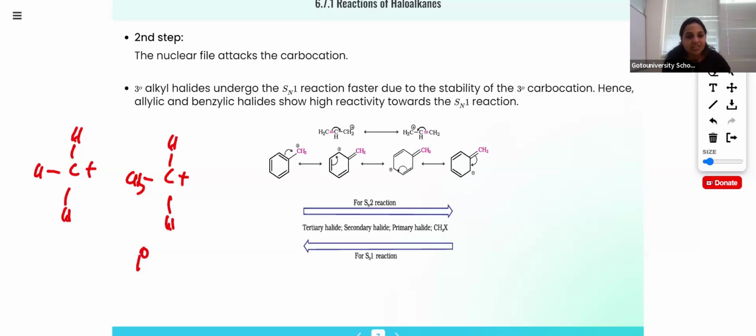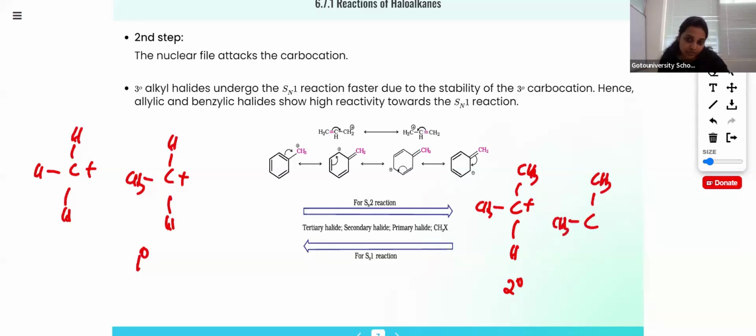Here the positively charged carbon is connected to one carbon. Secondary carbocation: this is the positively charged carbon, from here only the halogen is removed. This is a secondary carbocation, meaning the positively charged carbon is connected to two carbons. Tertiary means the positively charged carbon is connected to three methyl groups. This is tertiary. If you check the stability of the primary, secondary and tertiary carbocations, the tertiary carbocation is more stable than secondary, which is more stable than primary.